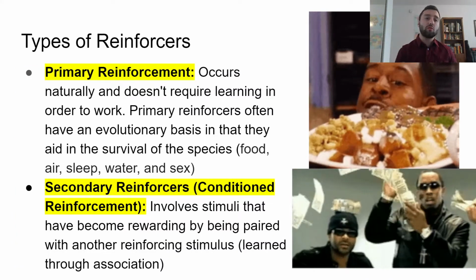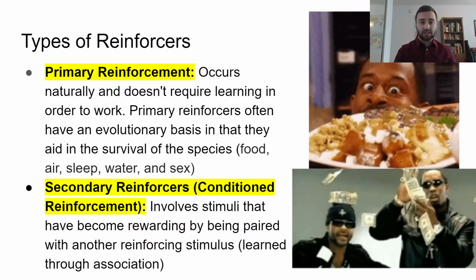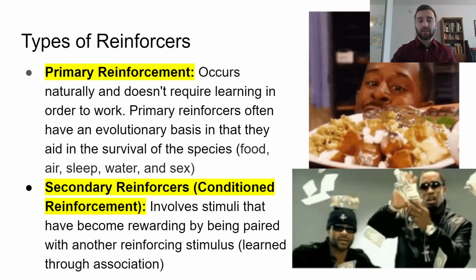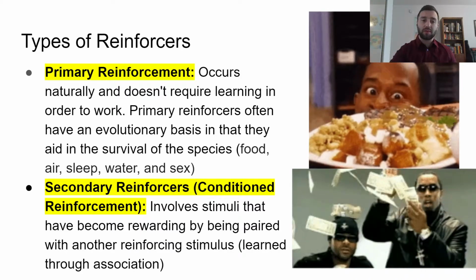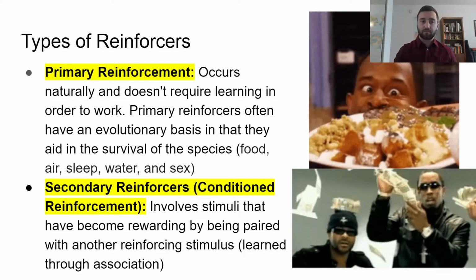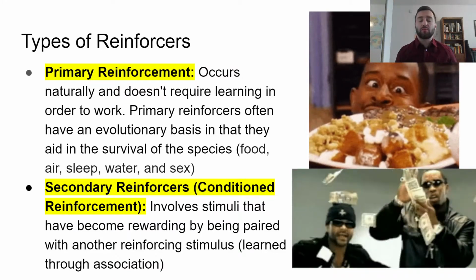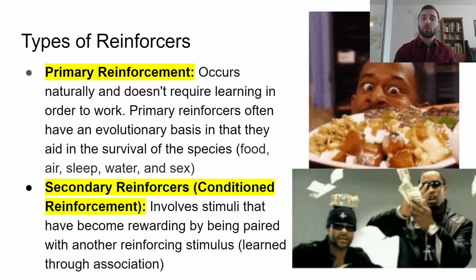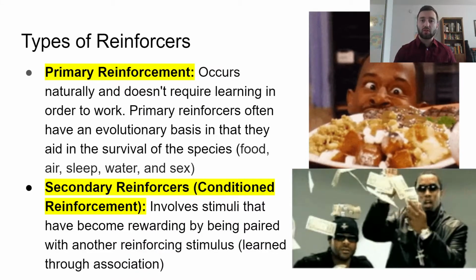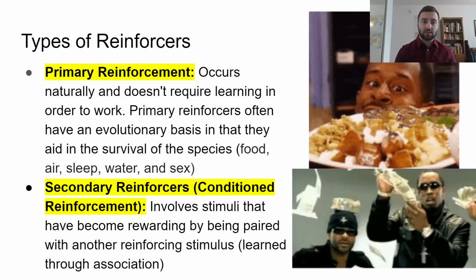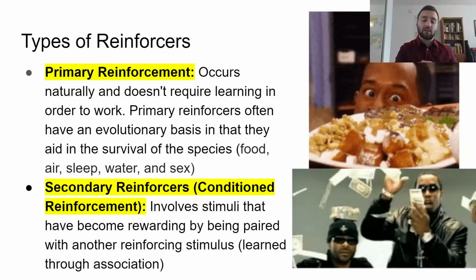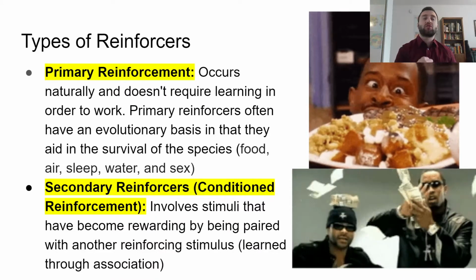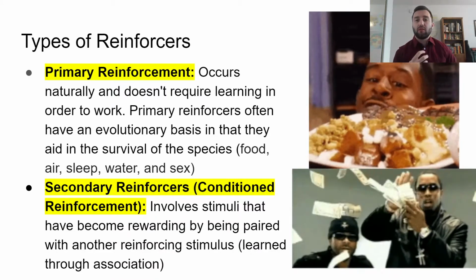So we can also break these reinforcing stimuli down into different groups. The two main groups we can break this down into are primary reinforcers and secondary reinforcers. Primary reinforcers occur naturally, and they don't require any learning to work. So they're something that are naturally rewarding to us. They're generally something that has an evolutionary purpose, something that we naturally look for or need for survival.